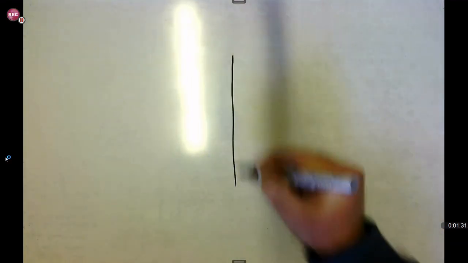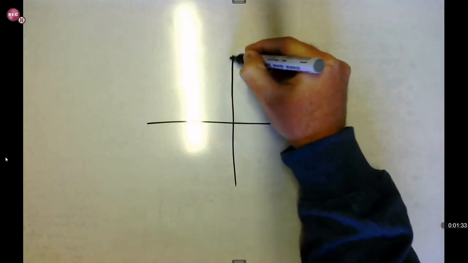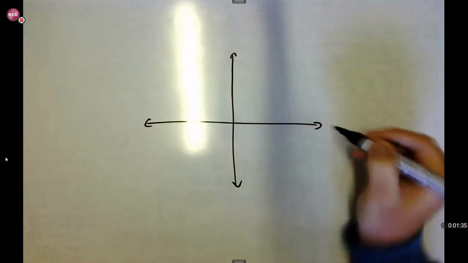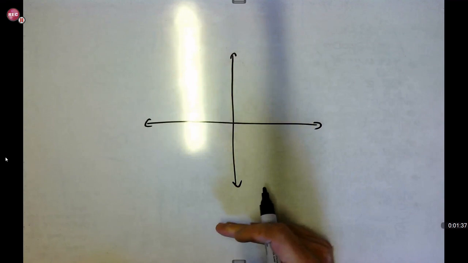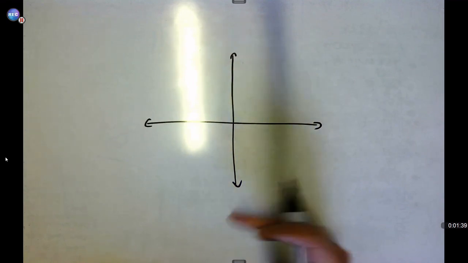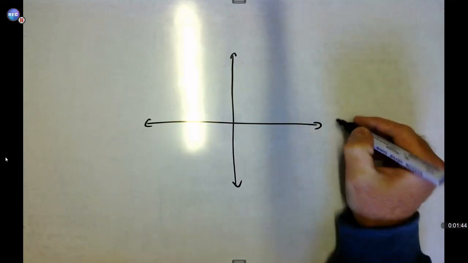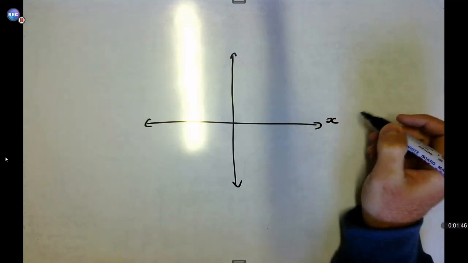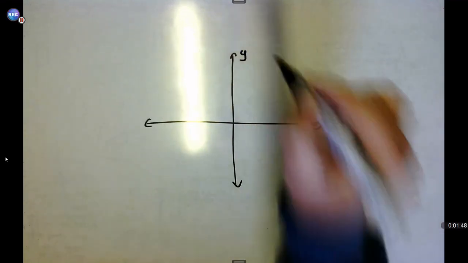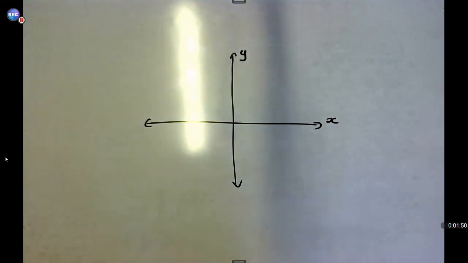So I'm just going to draw a Cartesian plane, just a plain one. Remember, when you move left and when you move down, these are your negative integers, and then obviously when you move up and right, that would be your positive integers. Your x is your horizontal axis and your y is your vertical axis.